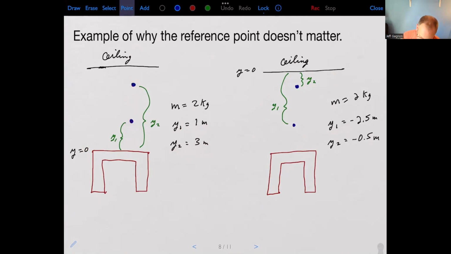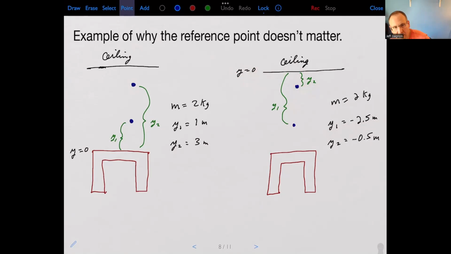Over on the right-hand side, it's exactly the same situation. This object, think of it as a ball or something, is undergoing the same displacement upward. I want to calculate the change in potential energy. But now I'm using the ceiling as my reference point. So the ceiling has a y value of 0. And now y1 is below the ceiling, right? So it's going to be negative. In this case, it's negative 2.5 meters, let's say. And then y2, let's say this ball is 0.5 meters away from the ceiling. So if the ceiling is 0, this will be negative 0.5 meters.